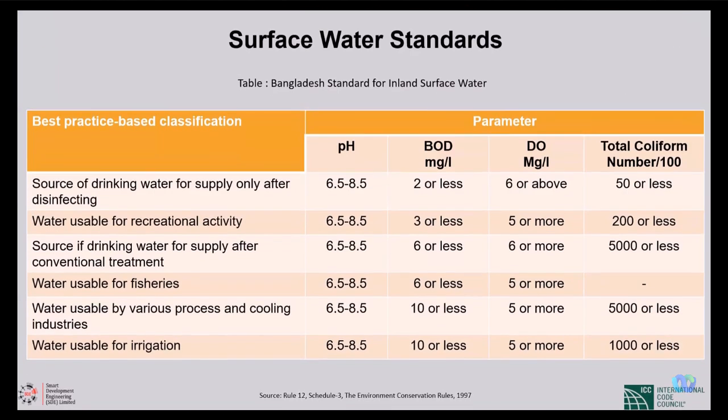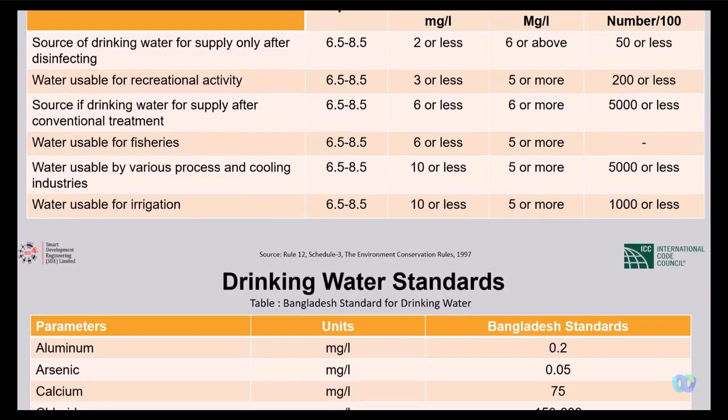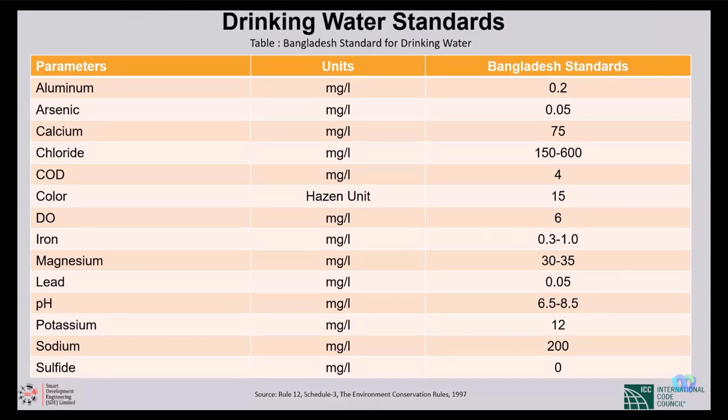Next, for surface water, as you can see, there are a lot of things. One thing I want to mention is water usable for drinking purposes. If the water is supplied for drinking purposes, it has to have a pH of 6.5 to 8.5, BOD less than 6, or DO is less than 6, and total coliform number 5,000 or less. Next one is drinking water standards. COD needs to be 4 milligram per liter. Dissolved oxygen needs to be 6 milligram per liter.